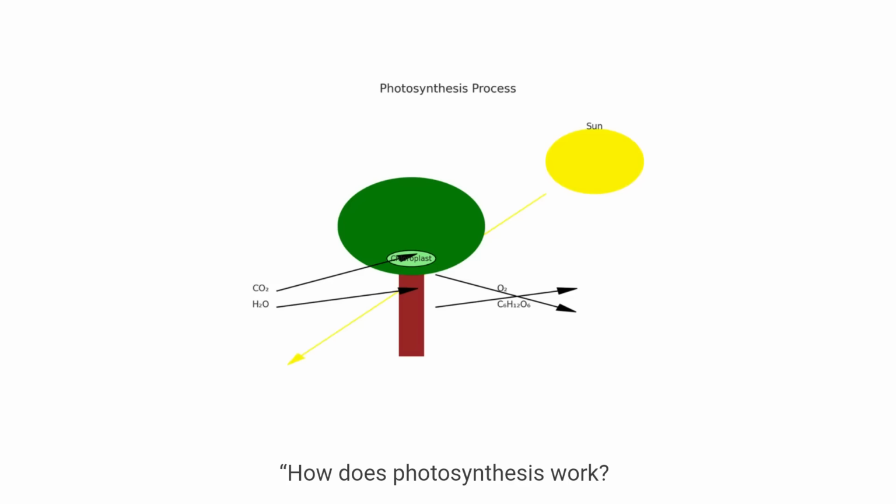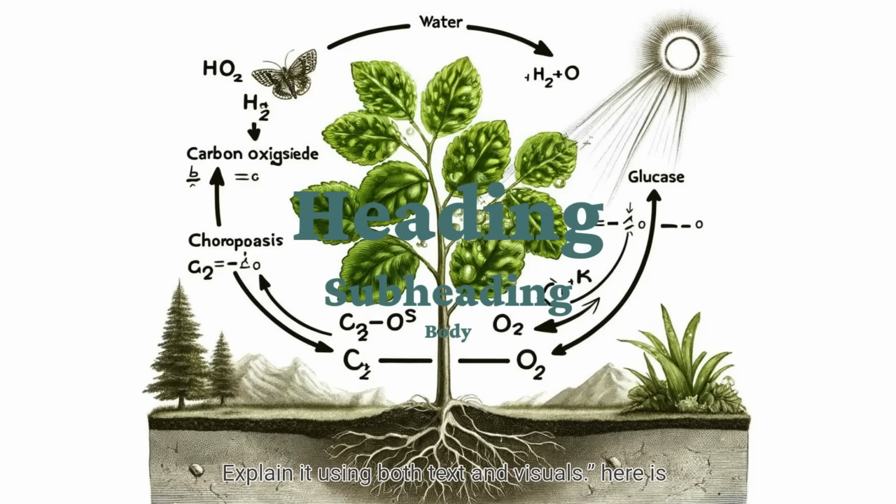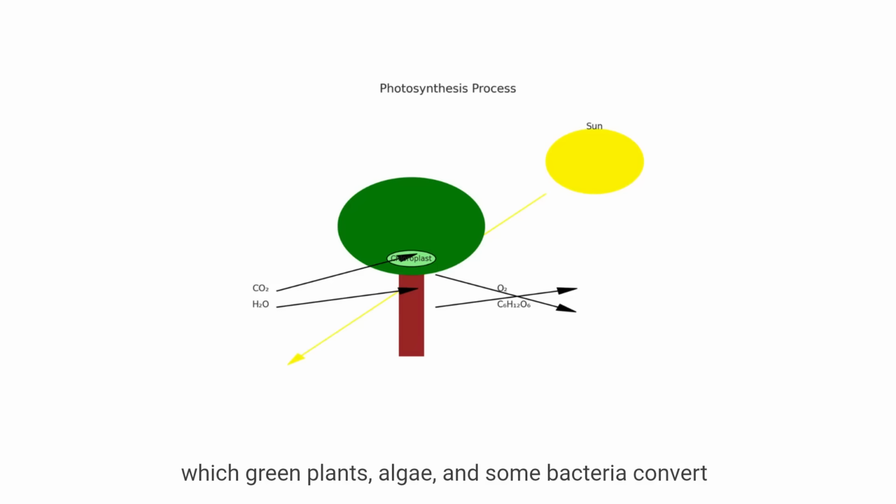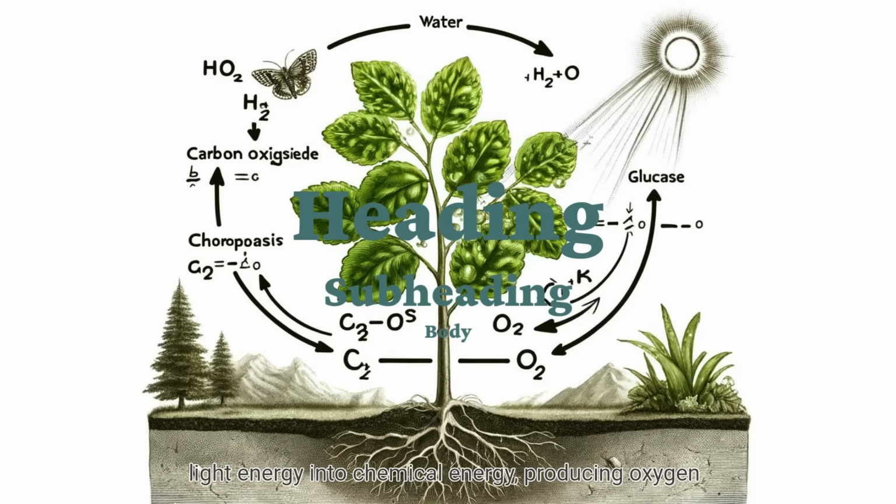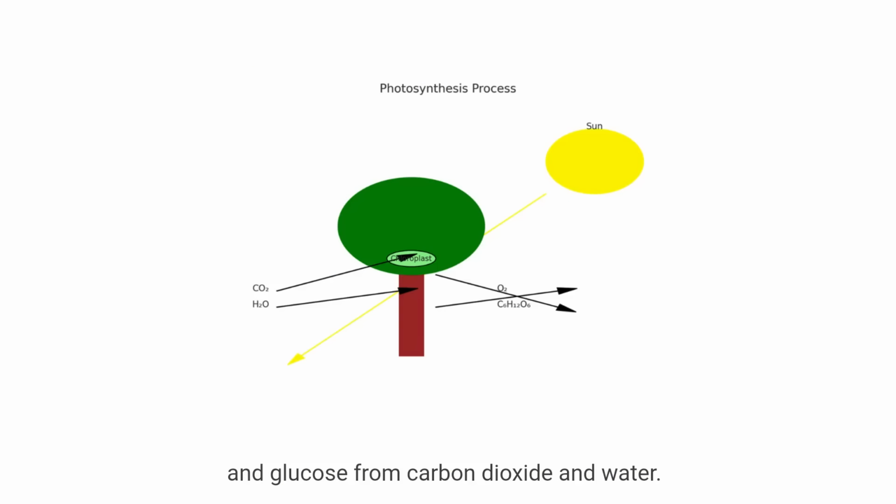How does photosynthesis work? Explain it using both text and visuals. Here is GPT-4o's answer. Photosynthesis is the process by which green plants, algae, and some bacteria convert light energy into chemical energy, producing oxygen and glucose from carbon dioxide and water.